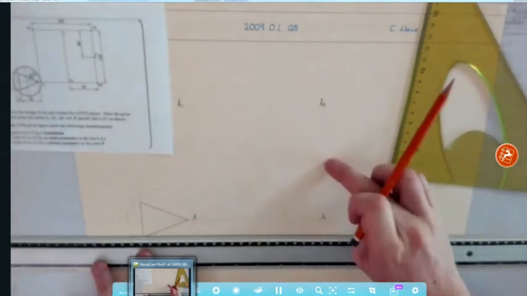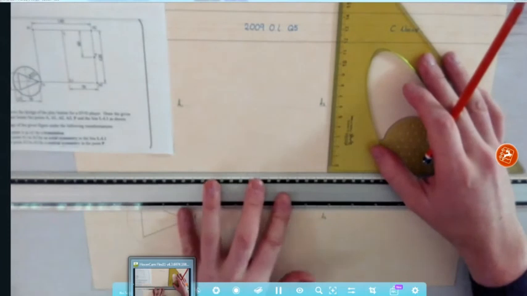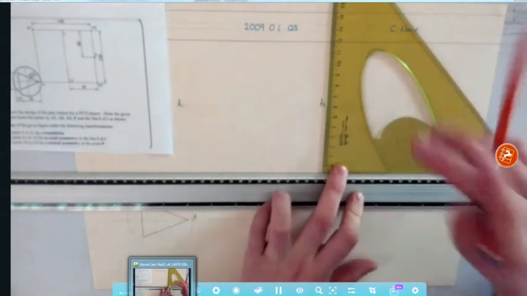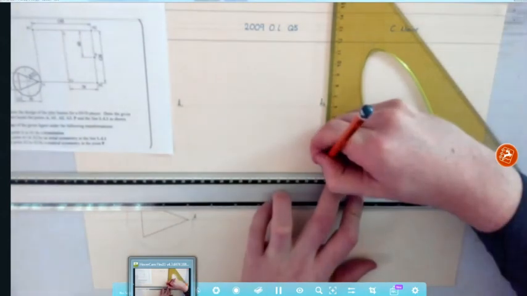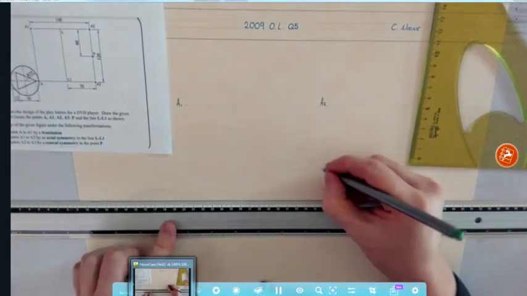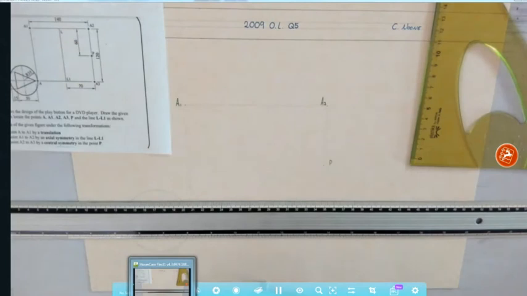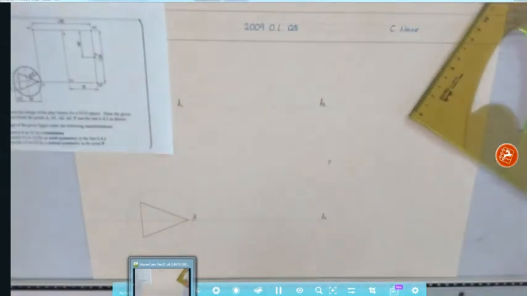So I'm going to measure down 60 here, and I'm actually going to bisect this one just to show you that. So I'm going to measure down 60 here, and draw my point, and that is point P. So if I label that now as P, that is going to be the center point for central symmetry.